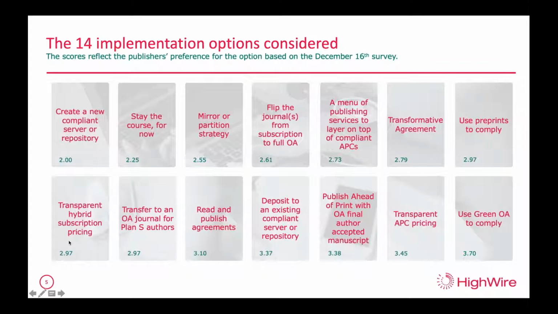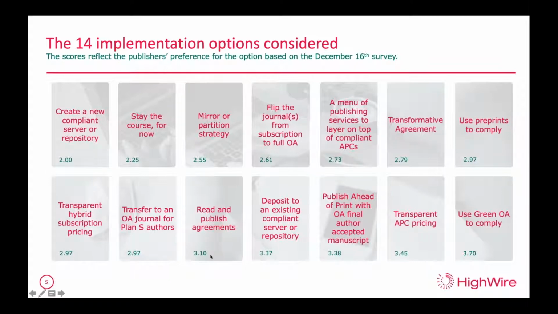transparent hybrid subscription pricing. There was a hope in the pre-implementation guidance that hybrids could be continued if they were transparent about how the portion of open access articles in the journal affected subscription prices, to avoid the charge of double dipping. The second one on the bottom row, transfer to an OA journal. Here, publishers could offer a Plan S author an OA venue, that is a different journal that they could publish in via the transfer. Read and publish agreements.